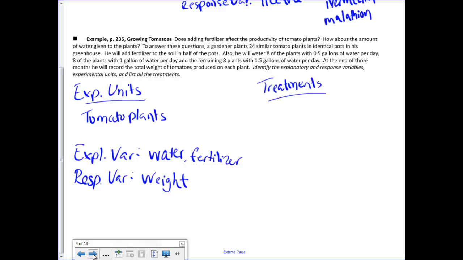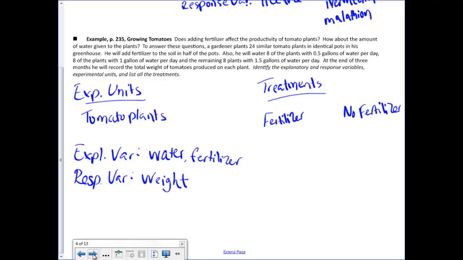Here's where, for me, it helps to draw a picture and figure out what's going on, to visualize it and process through. So first of all, he said that in half the pots he gives fertilizer, and the other half of the pots he doesn't give any. So I kind of draw a diagram. I'm like, these plants have fertilizer, these plants have no fertilizer.